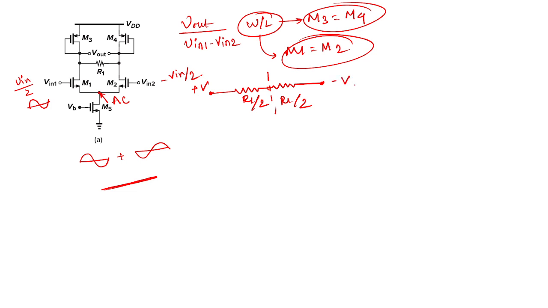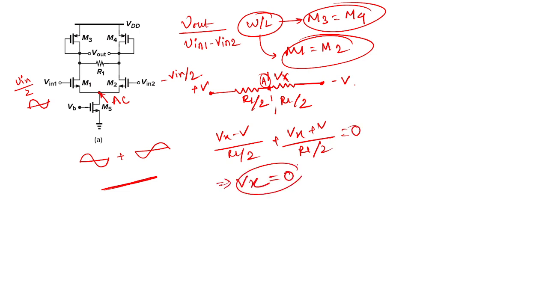Now let's prove what the voltage of this point is. Suppose this is Vx. If we apply KCL at this node A, we can write (Vx minus V) by R1 by 2 plus (Vx plus V) by R1 by 2 is equal to 0. From this we can write Vx equal to 0 volt. So this is also a virtual ground.